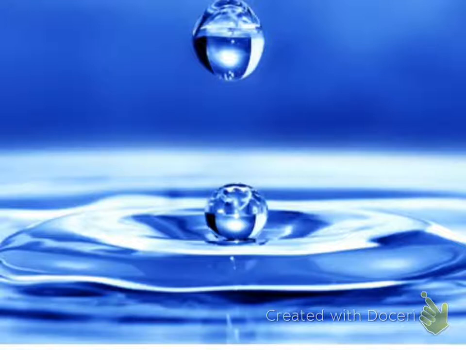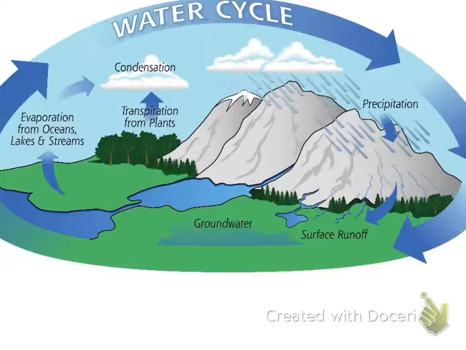As water changes state, it moves between the air and the earth in a process called the water cycle. Water is always moving through the water cycle. This process renews Earth's water supply. Here is a picture of the water cycle.